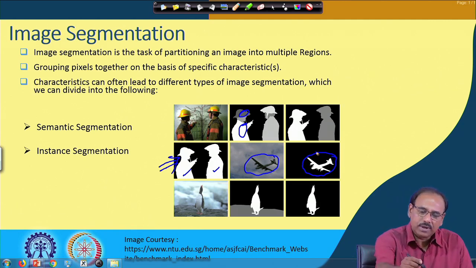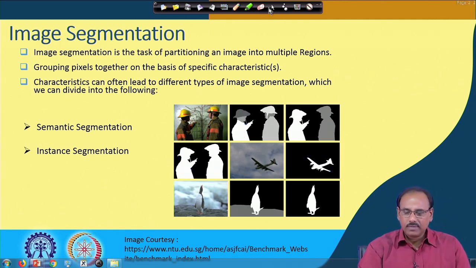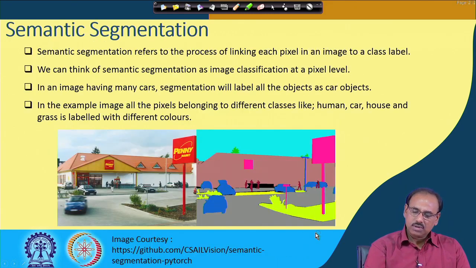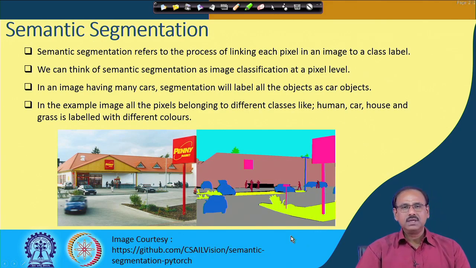One of the segmentation operations is what is known as semantic segmentation, and the other kind of segmentation operation is what is known as instance segmentation. So, let us see what these two types of segmentations are. Firstly, let us talk about what is semantic segmentation.